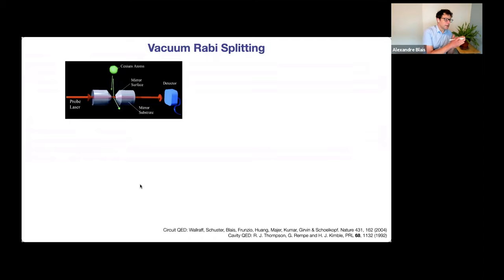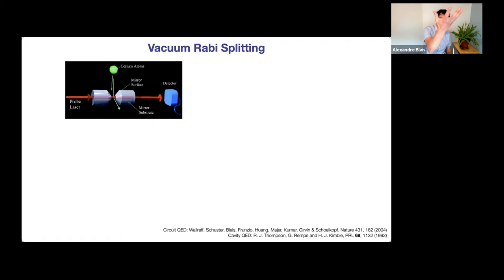So what you're seeing first is not circuit QED, but how this is done in regular cavity QED. This is a plot from a typical experiment from Jeff Kimble's lab at Caltech. These experiments date back to the early 90s. You have a cavity formed by two mirrors, and up there a cloud of cesium atoms, all in some trap.